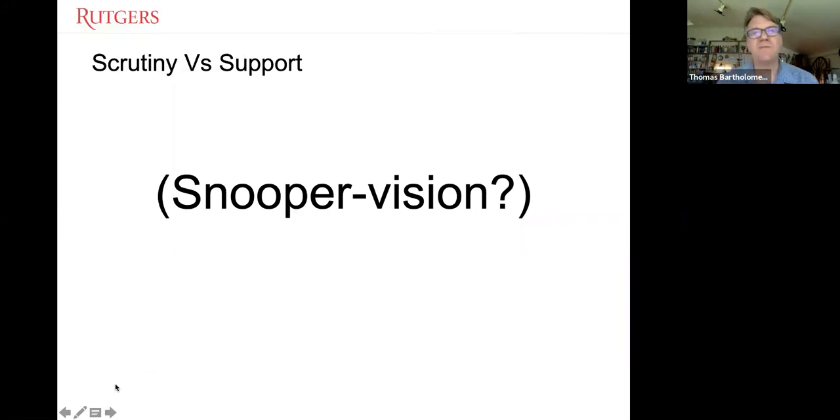Unfortunately, this seems to have led to supervision becoming more about scrutiny versus support. And I saw in the literature the term snoopervision to capture this idea that the people started to think of supervision as somebody watching me in an effort to catch me doing something I shouldn't be doing. And unfortunately, the role of supervision took a backseat or was eliminated completely.